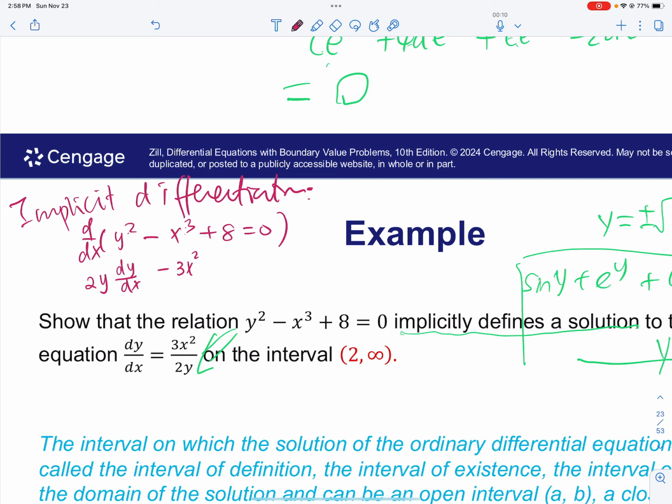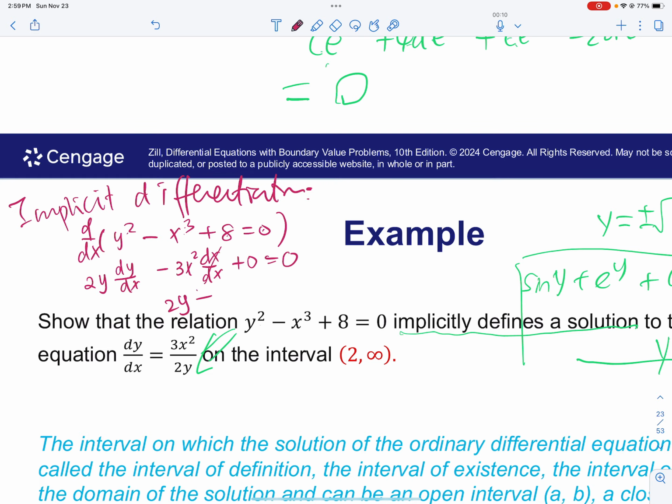And then x is dx over dx, which is 1. 8 is a constant, and the derivative of a constant is 0. Are you with me? So this is 2y dy over dx minus 3x squared equals 0. So then 2y dy over dx equals 3x squared. So what did you see? This is this. Are you with me?